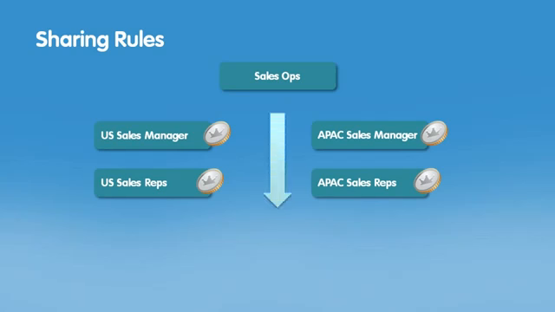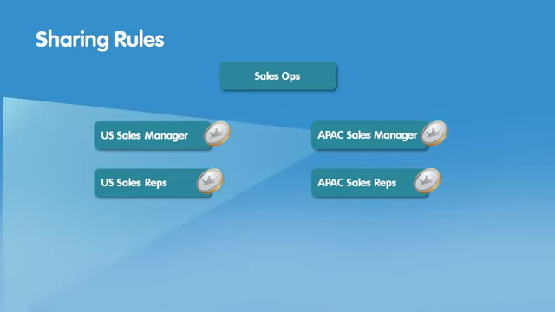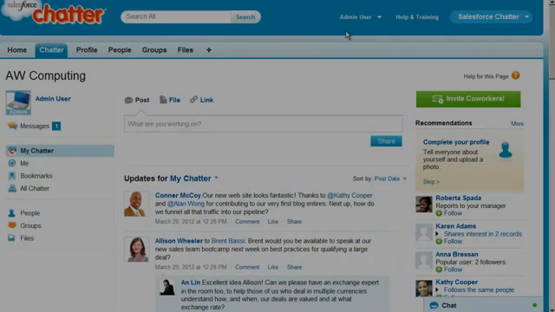However, we need a way to extend record access horizontally so that the U.S. Sales Manager role can see records owned by the users in the APAC roles, and the APAC Managers can see records owned by users in the U.S. roles. Sharing rules let us extend access to users in roles, public groups, or territories, regardless of their place in the role hierarchy. Let's go to our practice org to see how this works.